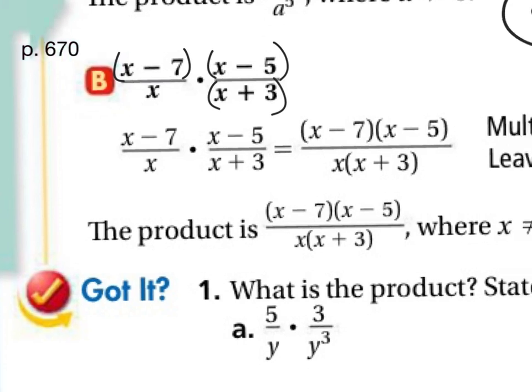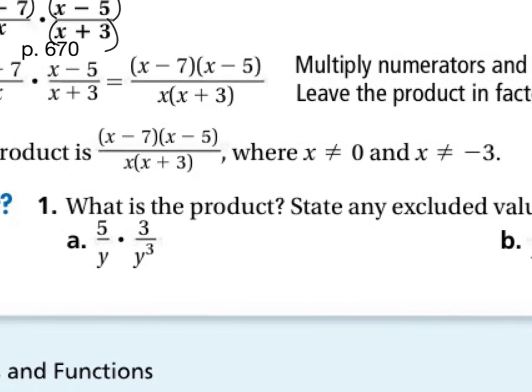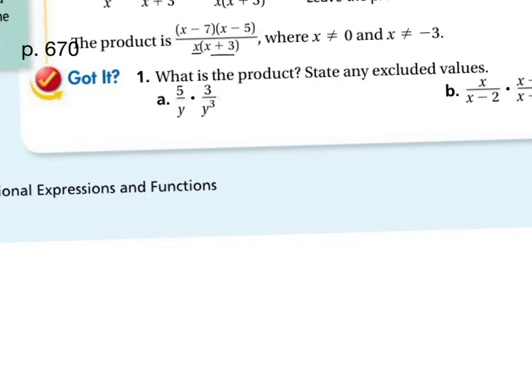Basically, it's just multiplying those, and then the excluded values would be if x equals 0 or if x equals negative 3. These are not very exciting problems. We'll have more exciting problems later, I think. No canceling or anything right now with those, and that's probably what will happen with these at the bottom of the page as well. So let's look at the got it one.